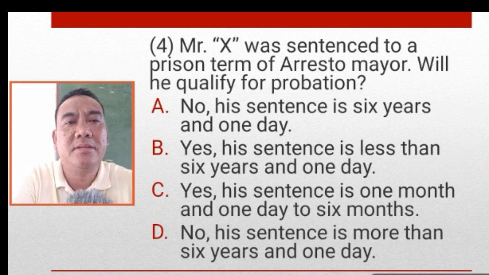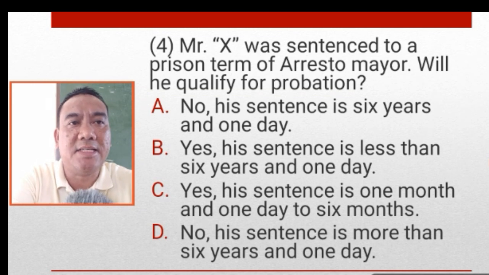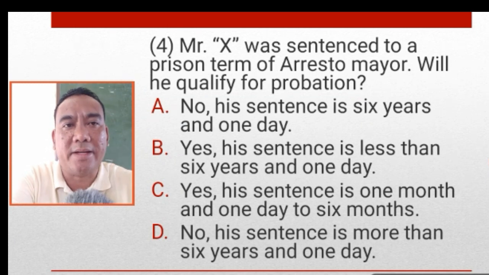Number 4, Mr. X was sentenced to a prison term of arresto mayor. Will he qualify for probation? A. No. His sentence is 6 years and 1 day. Letter B. Yes. His sentence is less than 6 years and 1 day. Letter C. Yes. His sentence is 1 month and 1 day to 6 months. Or letter D. No, his sentence is more than 6 years and 1 day.